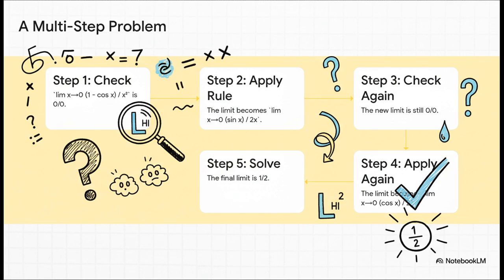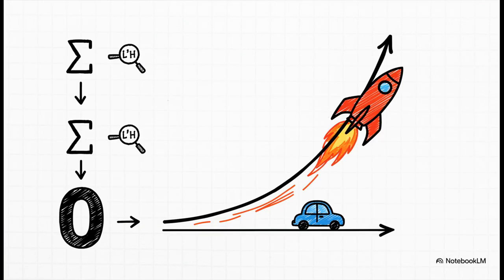Apply the rule a second time. Derivative of sine x is cosine x, derivative of 2x is 2. Now can we plug in 0? Yes! Cosine of 0 is 1, so our answer is 1 over 2. See how cool that is? And hey, this thing isn't just for limits approaching 0. It's an absolute beast when you're going to infinity.